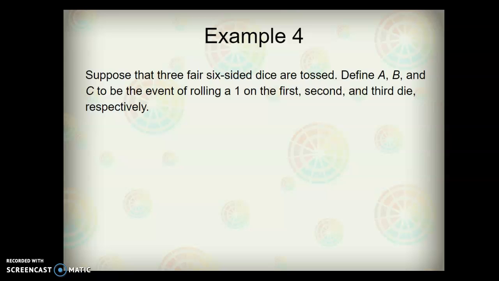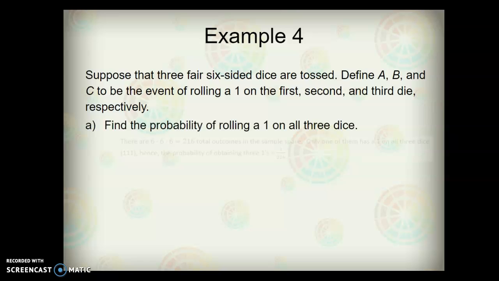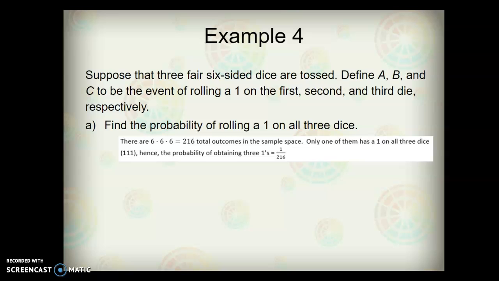So let's say we're going to roll 3 fair dice, and each one of them has 1 through 6 possibilities. So you've got 6 possibilities on your first roll, 6 possibilities on your second roll, and 6 possibilities on your third roll. That means that the number of combinations of outcomes on roll 1 with roll 2 with roll 3 will be equal to 6 times 6 times 6, or 216.